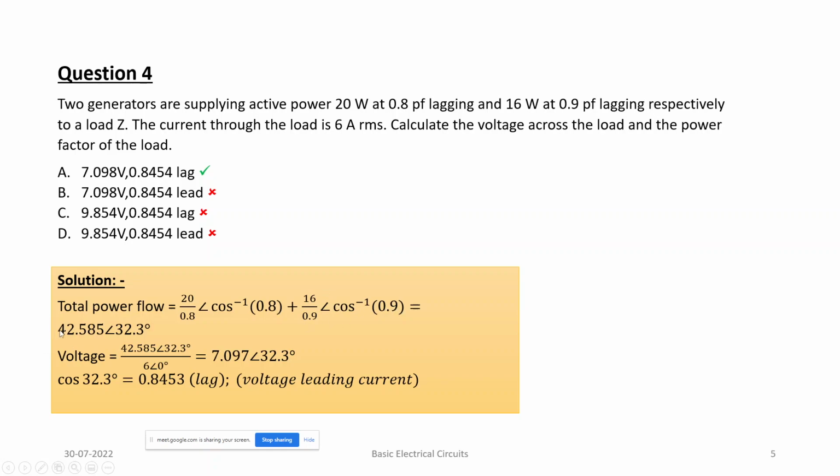0.9. So you get the total apparent power flow to be 42.585 with an angle of 32.3 degrees. So the apparent power is equal to V into I. So you divide by the current, and you get the voltage. It's 7.097 volts at 32.3 degrees. Okay, so it's plus 32.3 degrees. So what should be the power factor, leading or lagging? And why?